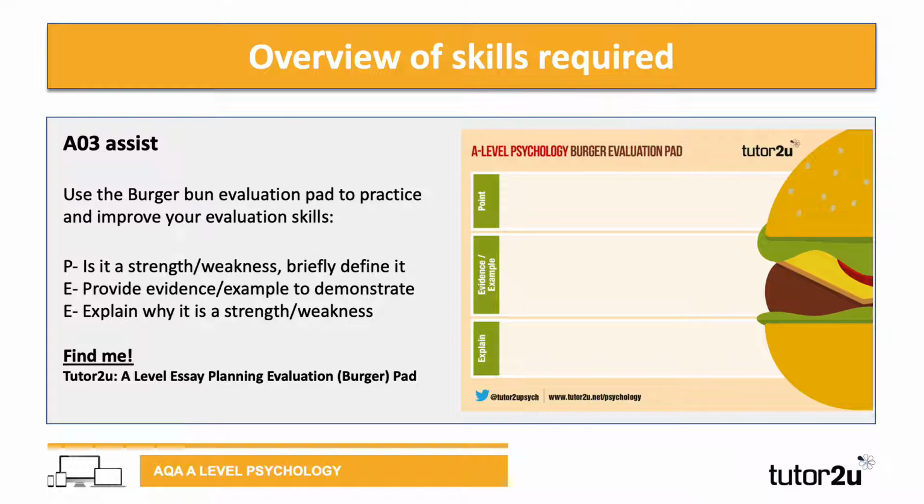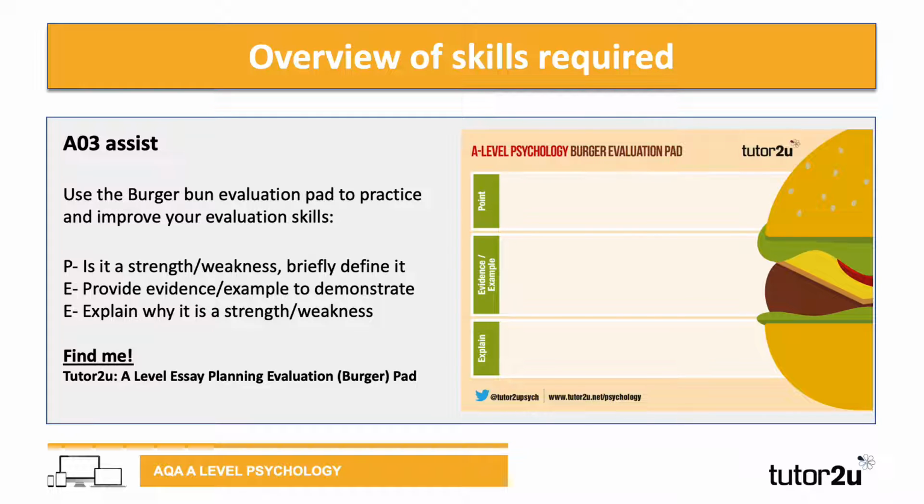So in terms of what the burger bun actually means, this is a really good way to practice the skill of how to evaluate well. So the P here, the point, is identifying what my strength and weakness is. Briefly define it. Tell me what it is. Like, a strength of Milgram's study is.